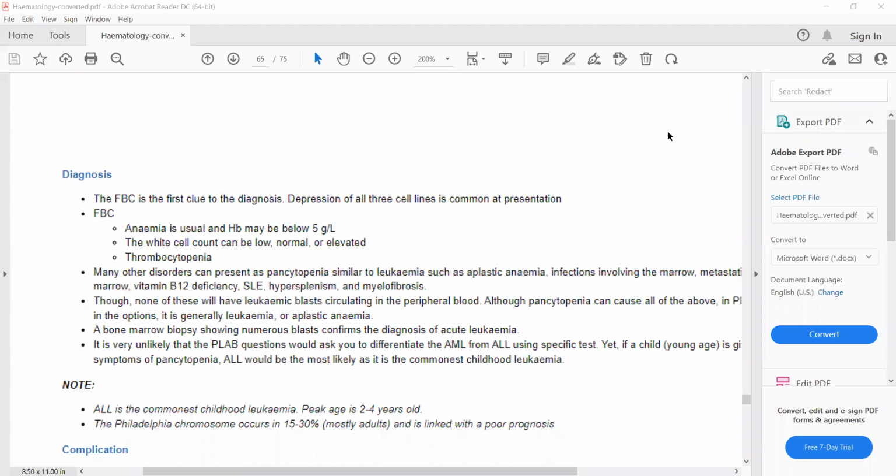So remember these two differentiating points between aplastic anemia and leukemia, because in PLAB 1, whenever you see pancytopenia, you will think of these two things. One is aplastic anemia and the other one is leukemias. In acute leukemia, the PBF, they will show pancytopenia, right?